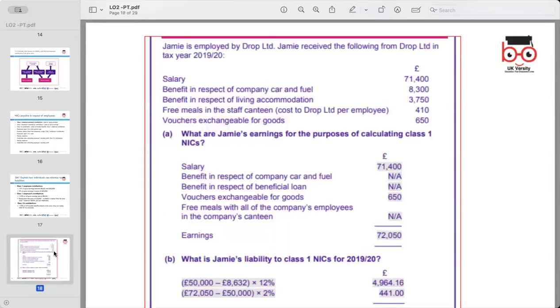Here is an example: Jami is employed by Drop Limited. Jami received the following from Drop Limited in tax year 2019/20.